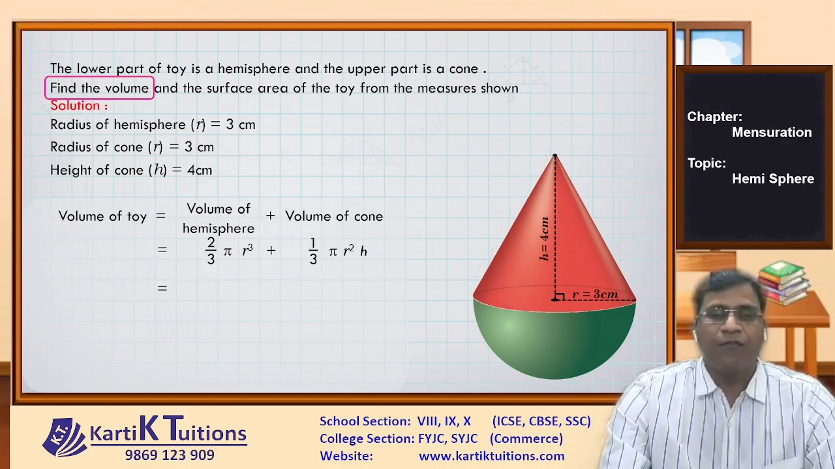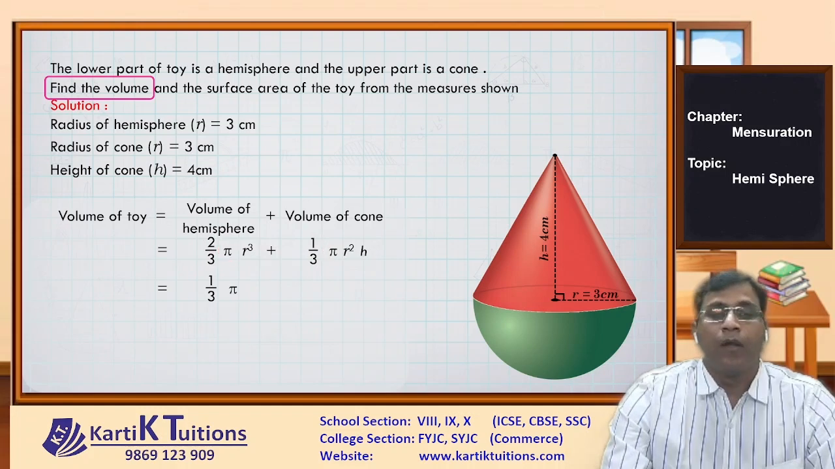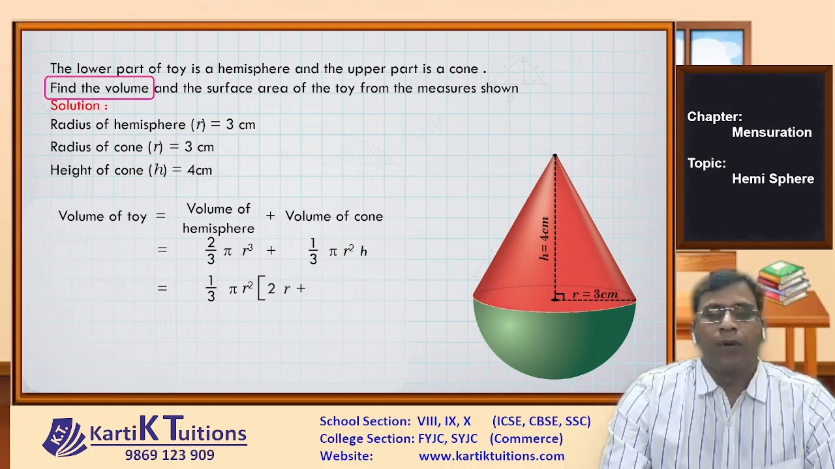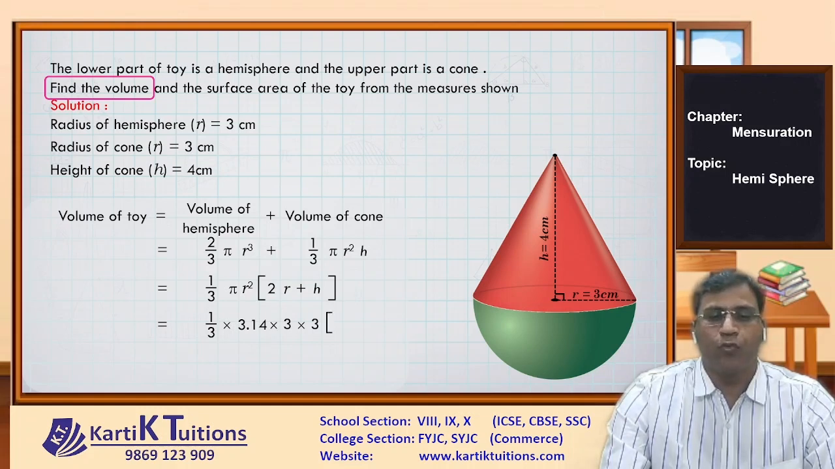Now first, can we take something common from both the terms? Yes, we can take 1 upon 3 common and even pi common. And even r square we can take common. So now we are left with what? 2r plus h. अभी तो खाली वैल्यू सब्स्टिट्यूट करना है. So 1 upon 3 into pi we will take it as what? 3.14 into r square, that is 3 into 3, into 2 into 3 plus 4.